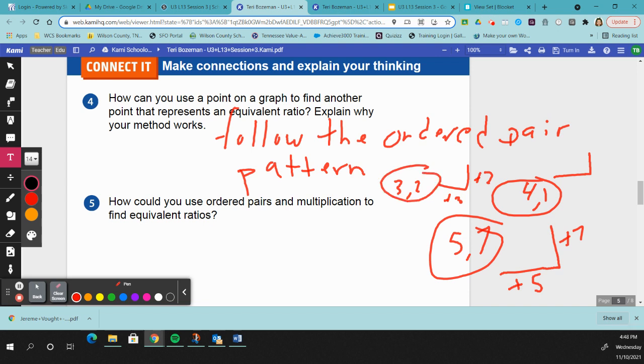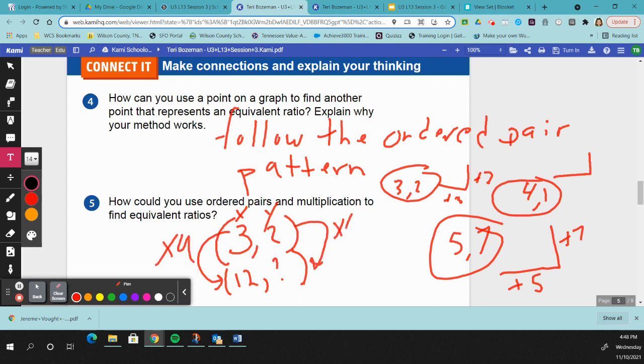Number 5 says, how could you use ordered pairs of multiplication to find equivalent ratios? So our original ordered pair was 3, 2. And we want to know 12 pop songs. Well, X, that was our pop songs, right? So this would be 12. And we need to know our Y, which was hip hop songs. Well, how do we get from 3 to 12? We said earlier we could multiply times 4. You do that to the other side, multiply times 4, and it gives you your answer of 8 hip hop songs. So different strategies to do what we've been doing, finding equivalent ratios.